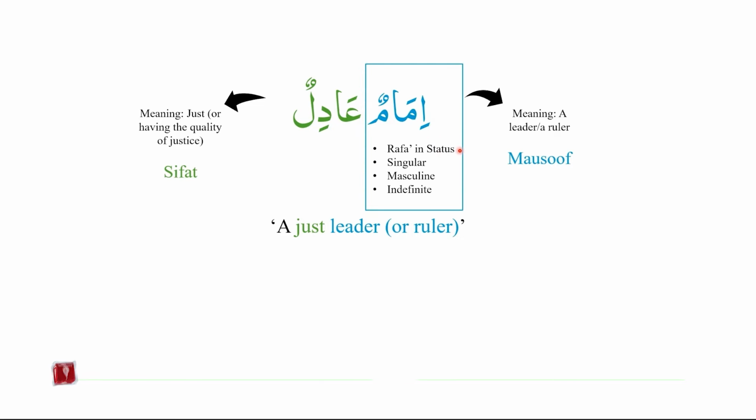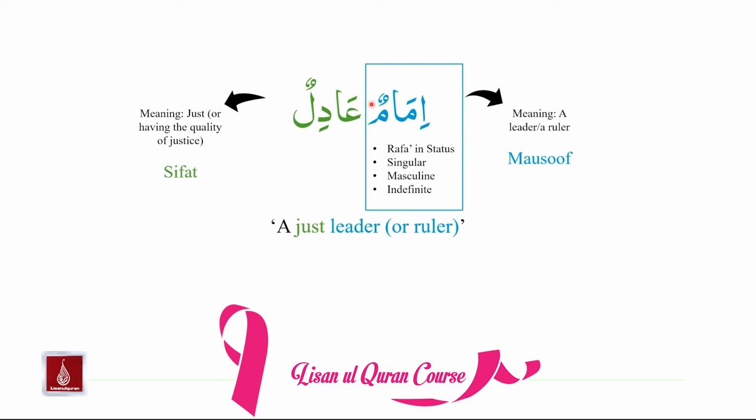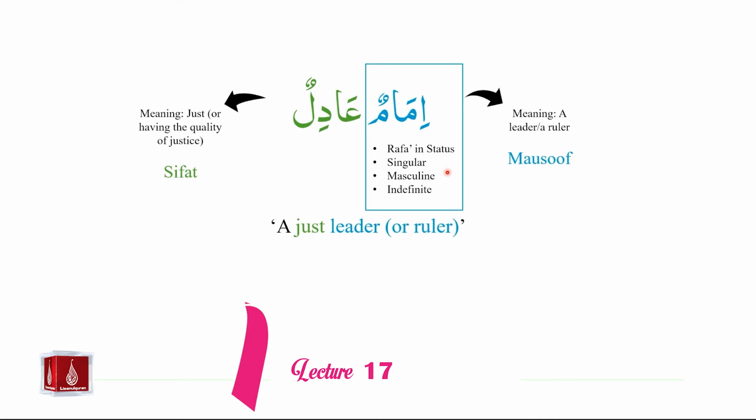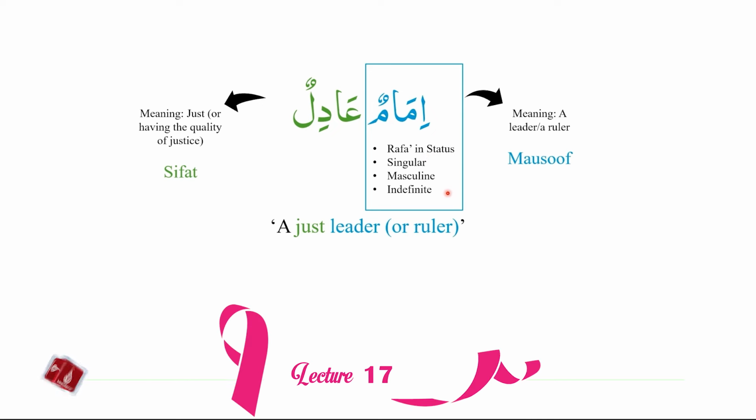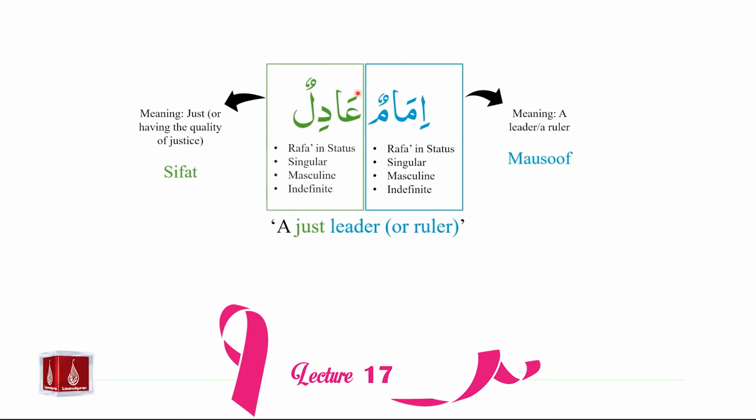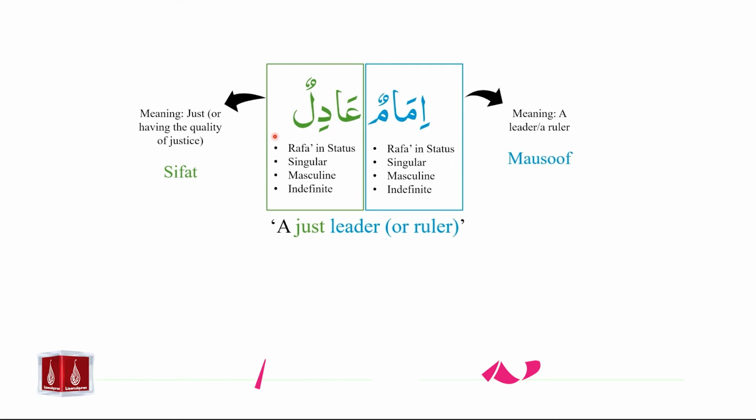Imamun is Rafa in status because of the presence of double pesh at the end of the ism. Imamun is singular in number. It is masculine in gender and indefinite in capacity. Looking at Adilun, it is also Rafa in status, singular in number, masculine in gender and indefinite in capacity. So if we pay attention, both Imamun and Adilun are equal in status, number, gender, and capacity.